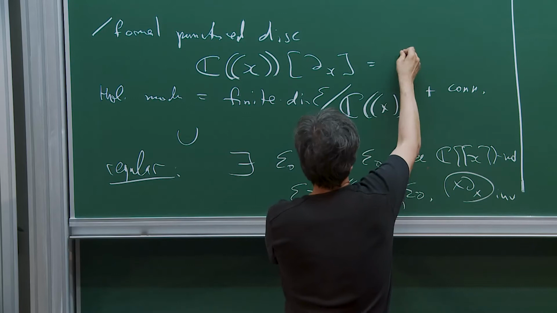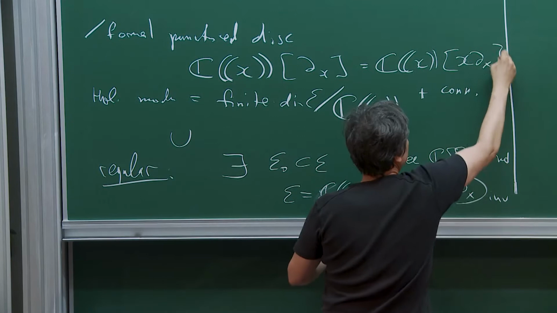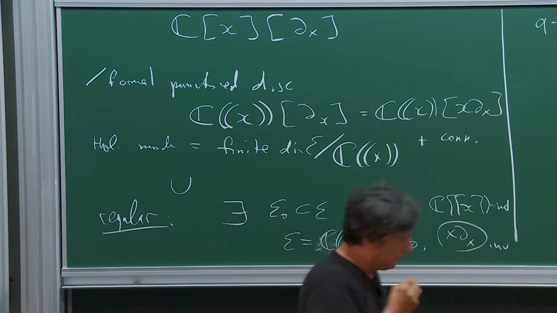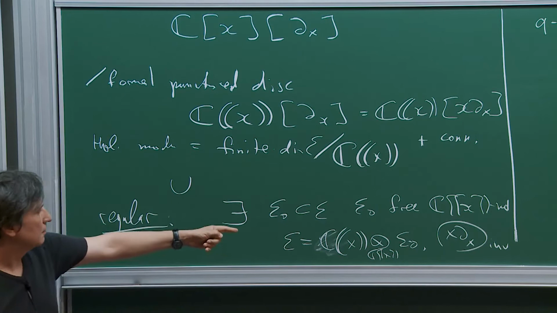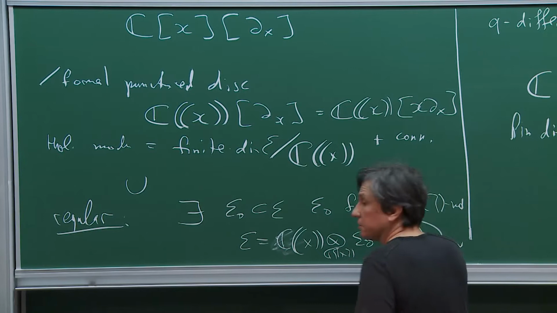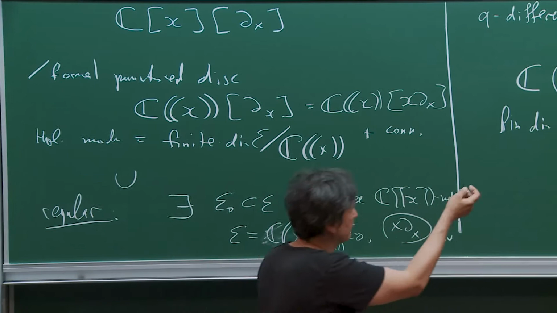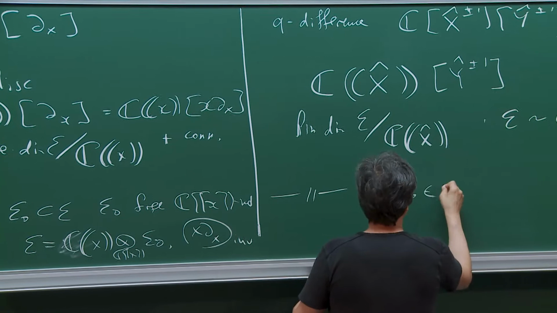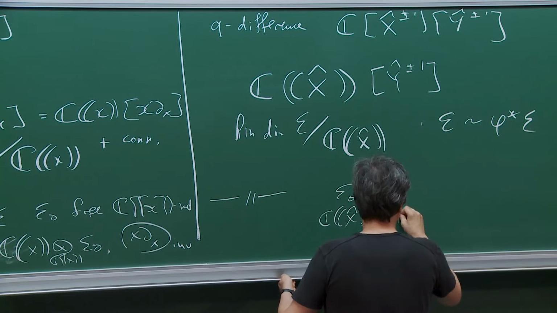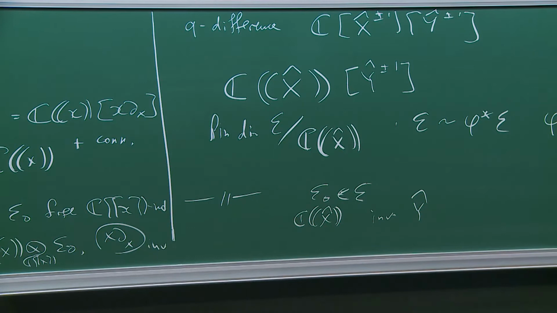Because in fact, here one can write the same ring in this way. E0 is invariant under x d/dx. E0 is free finitely generated. It's finitely generated, and I think it's automatically free. It's called a lattice. So one can repeat the situation here. You get E0 in E, which is a C[[X hat]] module, invariant under y hat. So it will be the notion of a regular singularity.